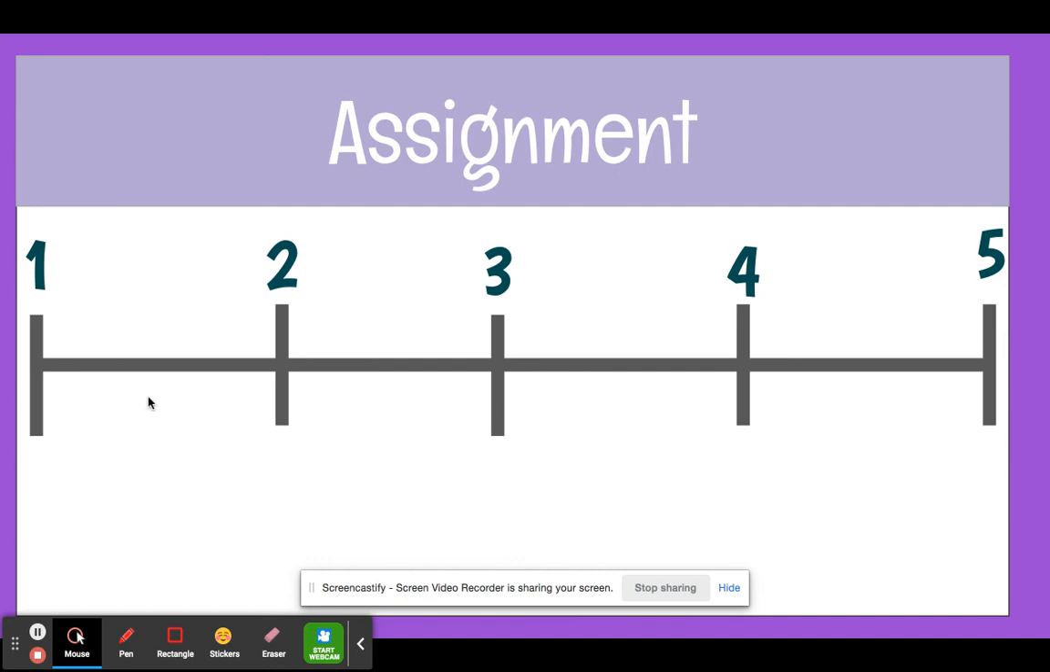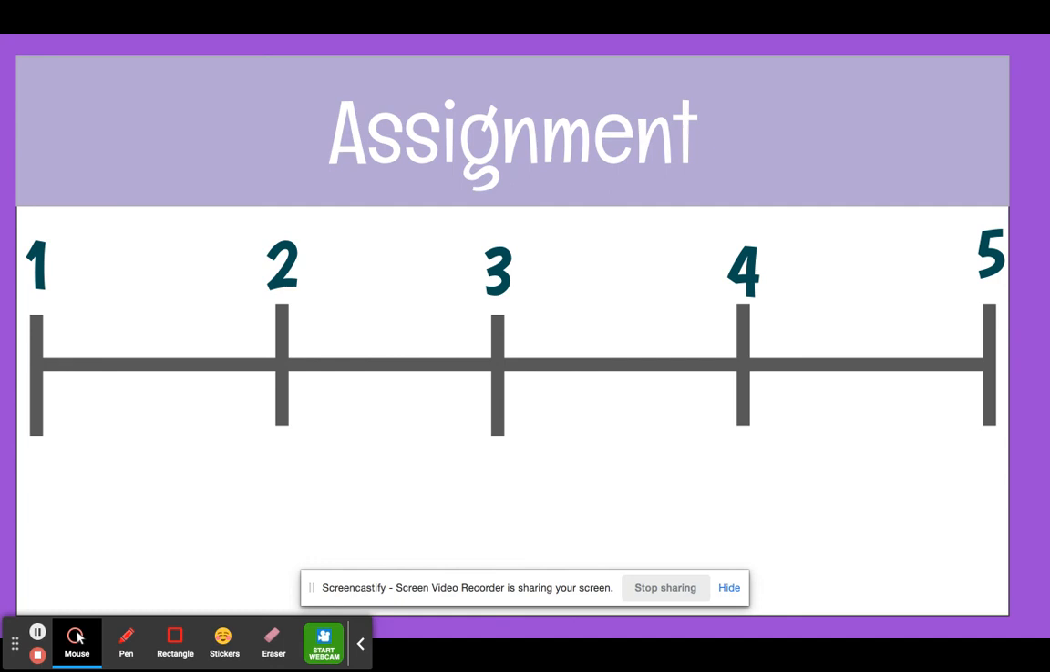So you can either start when you were 1 and draw an artifact for when you were 1, and then move on to when you were 2, 3, 4, and then end up with when you are 5 now, or you can start at when you're 5 right now and draw an artifact that tells your story now and then go backwards. So it's your choice how you fill out your timeline, but that is your job for today.